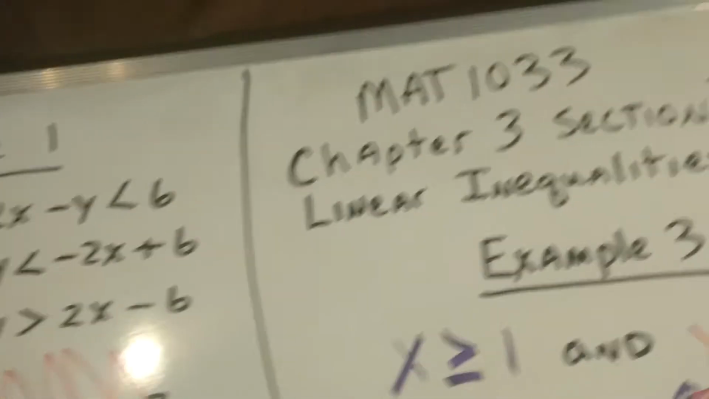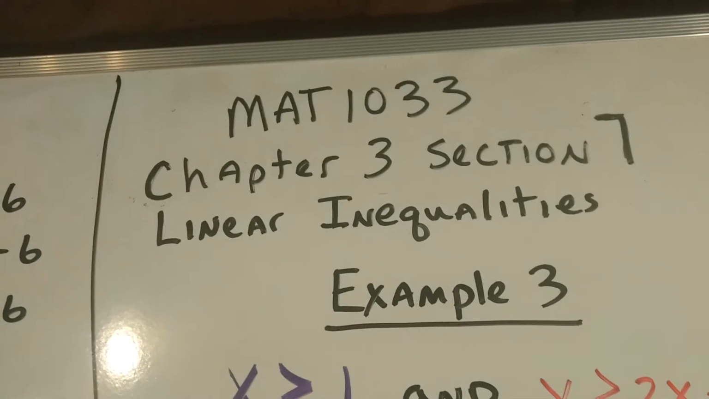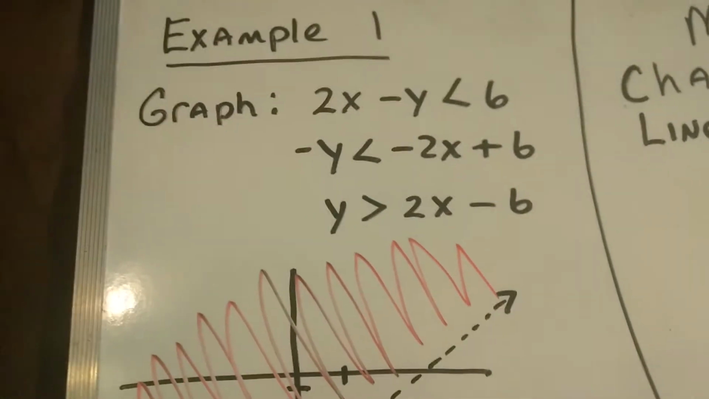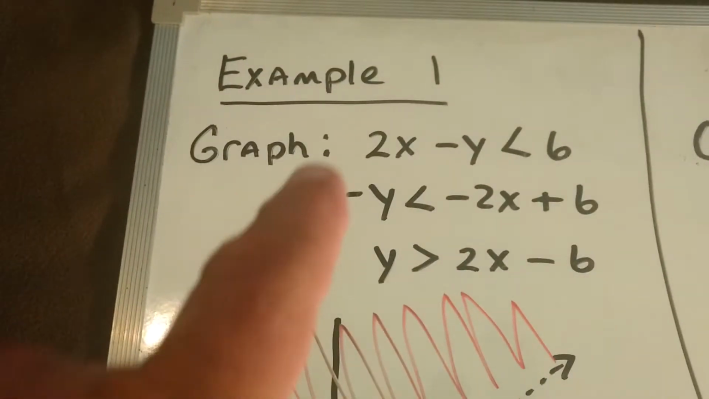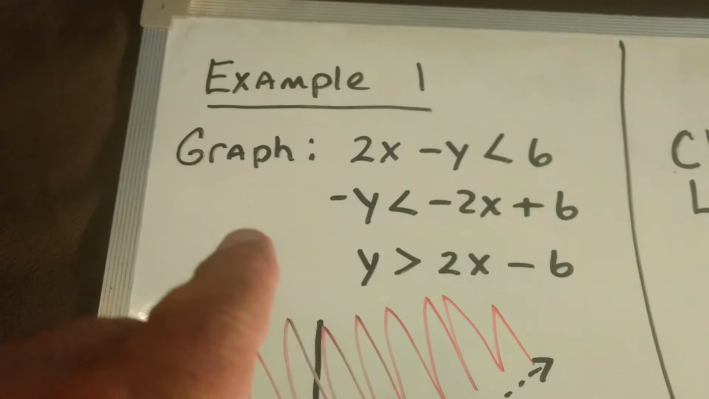Here we have MAT 1033, Chapter 3, Section 7, which is linear inequalities. It's the last section in the chapter. Here's example 1. We have 2x minus y less than 6. We need to graph this.